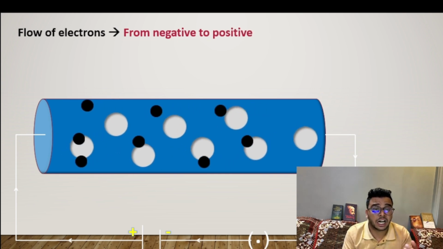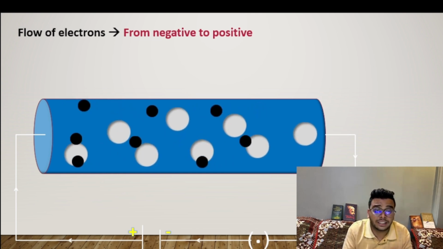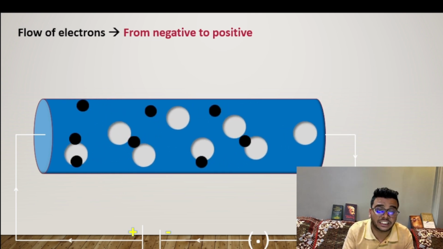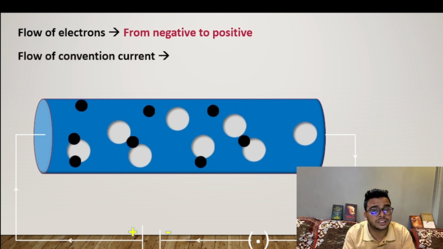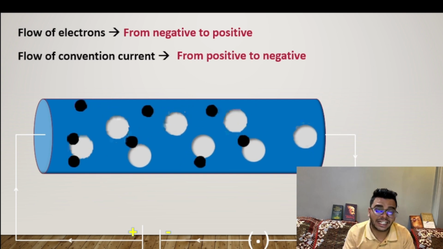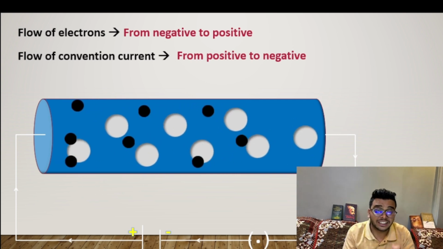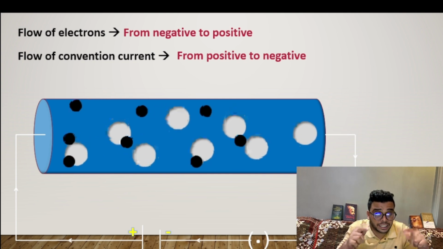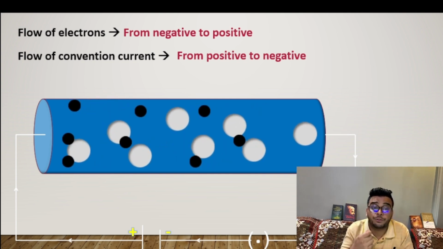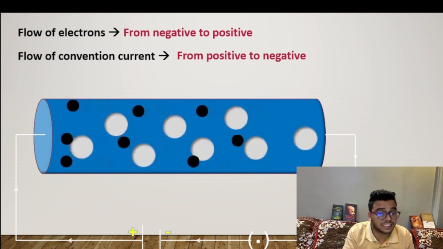Whereas the current, also known as conventional current, flows in the exactly opposite direction. That is, current always flows from positive to negative, that is, from high potential to low potential. This is a very important concept, and it will also be used in magnetism. So, even if you don't get a direct question from this concept, you have to be familiar with it.